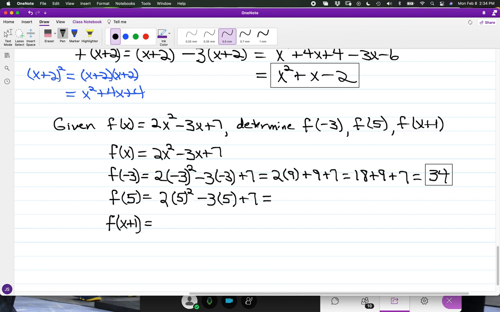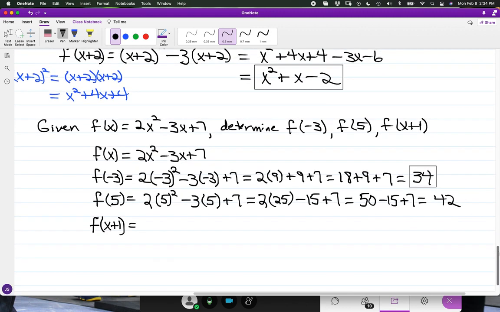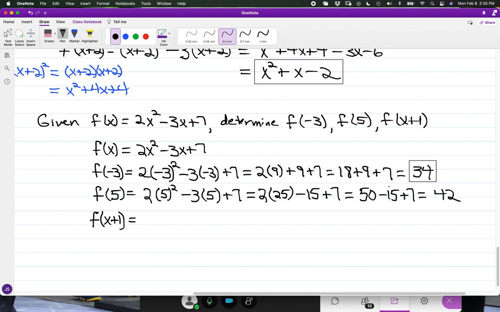Okay, now we have 5 squared is 25, so you have 2 times 25. Negative 3 times 5 is negative 15. And we have plus 7 to tag along. And 2 times 25 is 50, minus 15 will make 35, and 35 plus 7 comes out to 42. So a couple of points on the graph of y is equal to 2x squared minus 3x plus 7 will be negative 3, 34, as well as 5, 42.